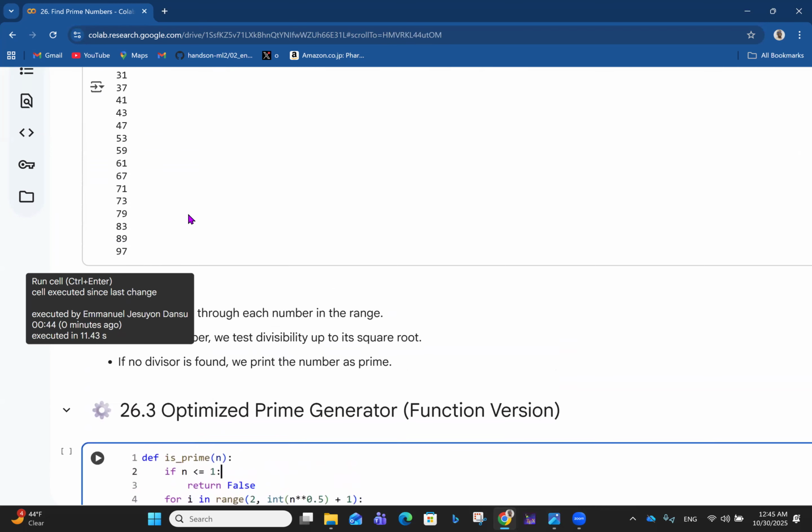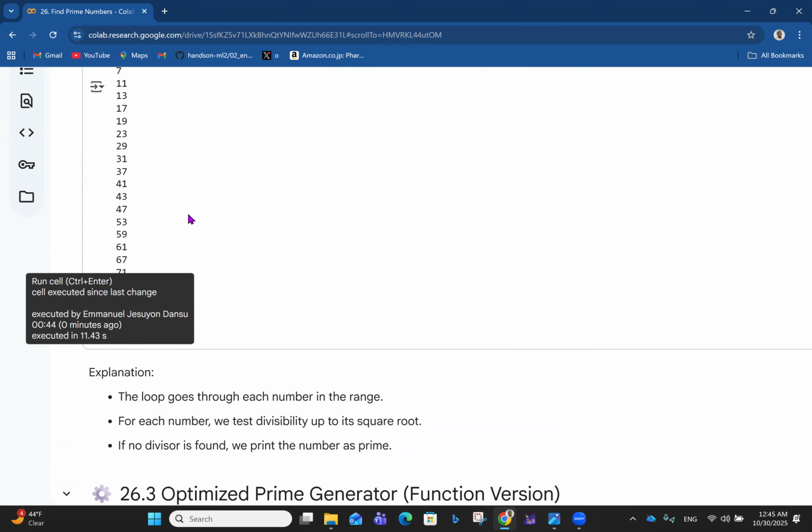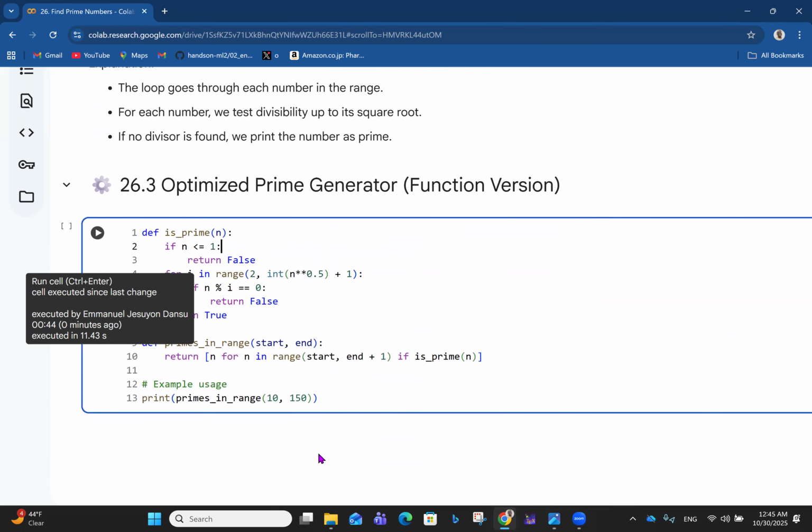So, explanation: the loop goes through each number in the range. For each number, we test the divisibility up to its square root. If no divisor is found, we print the number as prime, okay?